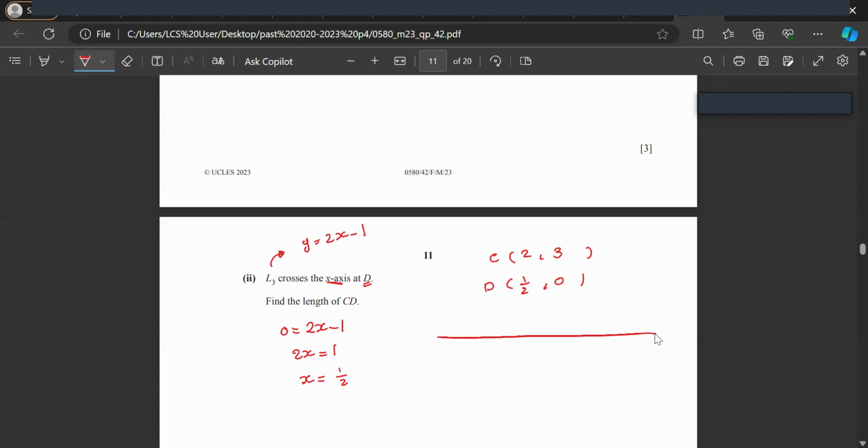Root of 2 brackets squared with a plus between them. Then I have here D minus C, so the difference of y and the difference of x: 0 minus 3 and half minus 2. Calculate it on the calculator, and it will give you 3.35. Any problem?